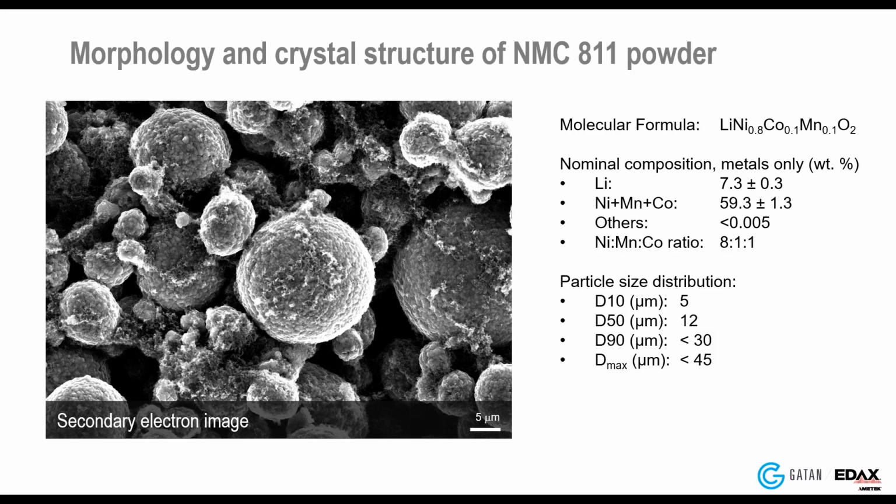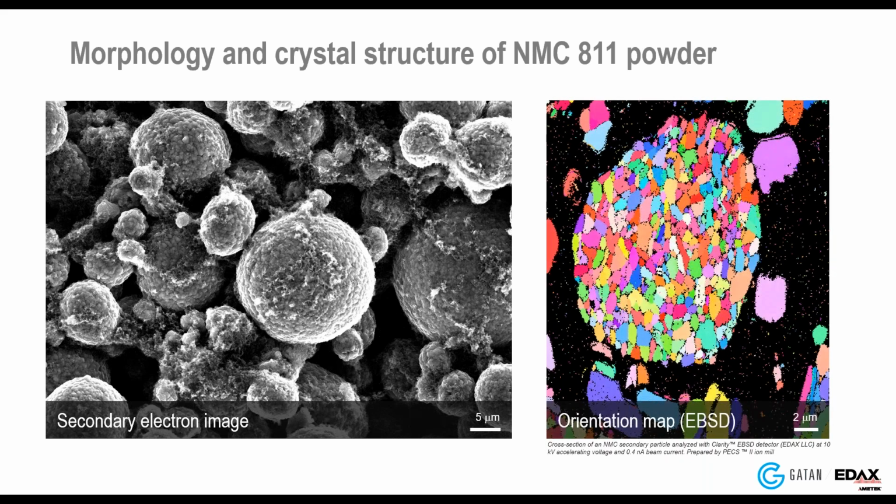Now, the sample that we're going to look at today is an NMC 811 powder, so that ratio of 8 to 1 to 1. And it includes approximately 25 atomic percent lithium, so 7.3 weight percent. And the powder sample that we are going to analyze consists of approximately spherical secondary particles, something like 5 to 30 microns in diameter. These secondary particles are actually agglomerates of smaller primary particles, and we can see that when we look at a crystal orientation map collected using EBSD.